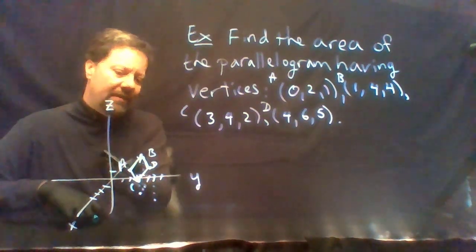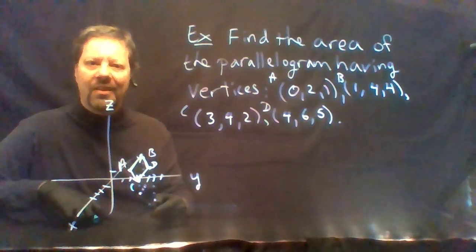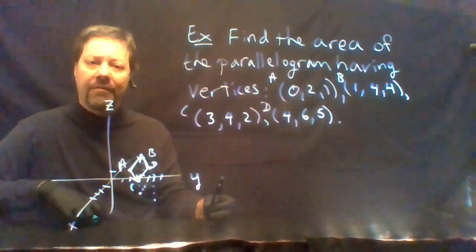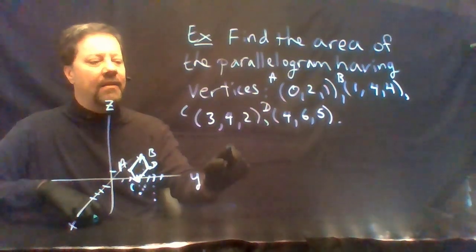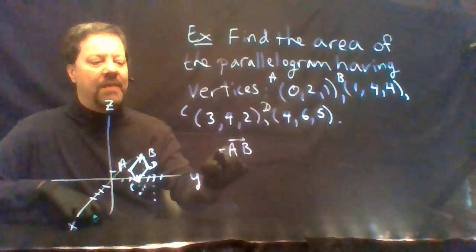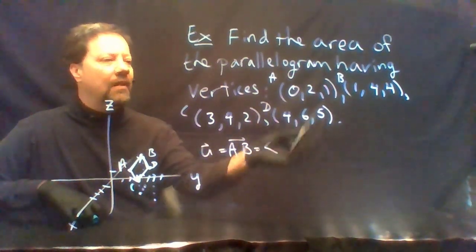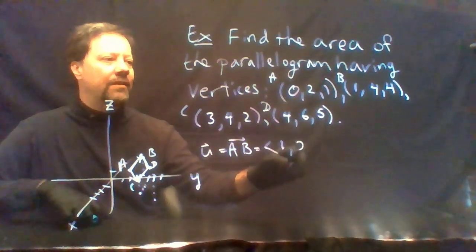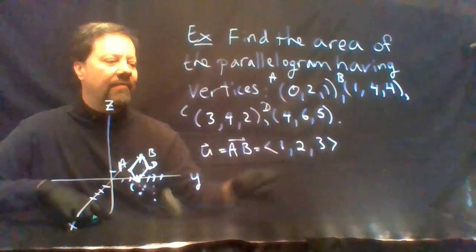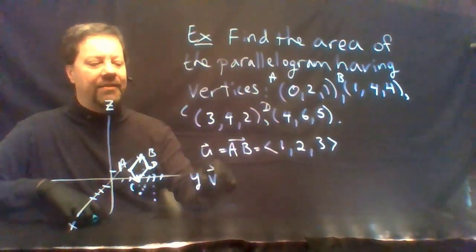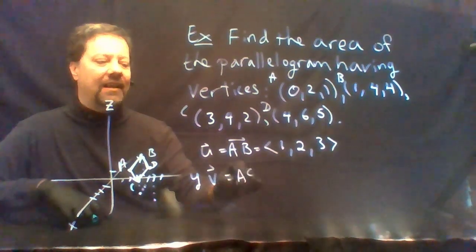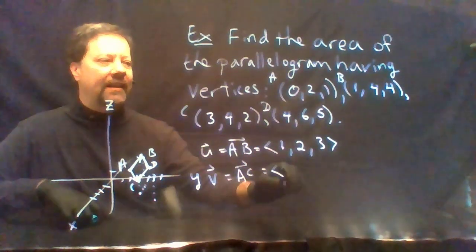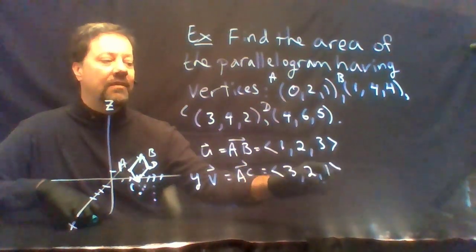They form 2 edges with a common vertex on the parallelogram. Then we can calculate the area of the parallelogram by taking the norm of the cross product of those 2 vectors. So first, let's write down the vector AB, which I'll call U. We'll take the coordinates of B and subtract the coordinates of A. That gives us (1, 2, 3). Now, the vector V is going to be AC. So we'll take the coordinates of C and subtract the coordinates of A. That gives us (3, 2, 1).